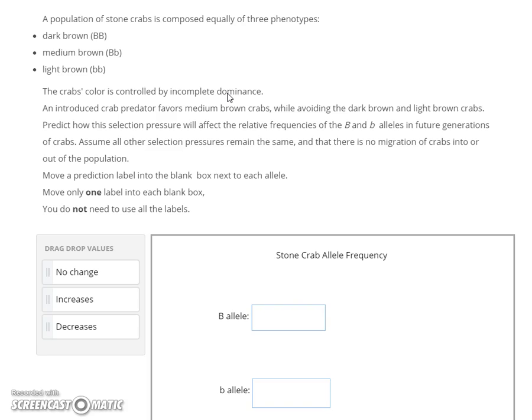So as generations go by, we're actually not going to see a big difference, because the medium brown crabs have one of each. So every time a medium brown crab is eaten, we're losing a big B and a little b at the same pace. So what's going to actually happen is kind of a weird question. You would think they'd do something that would change, but in this case, you wouldn't actually expect a change in either one. Because, again, if the heterozygous individual, the big B, little b one, dies off, you're losing a big B and a little b each time, so you should see, relatively, the amounts stay the same. So no change for each one.